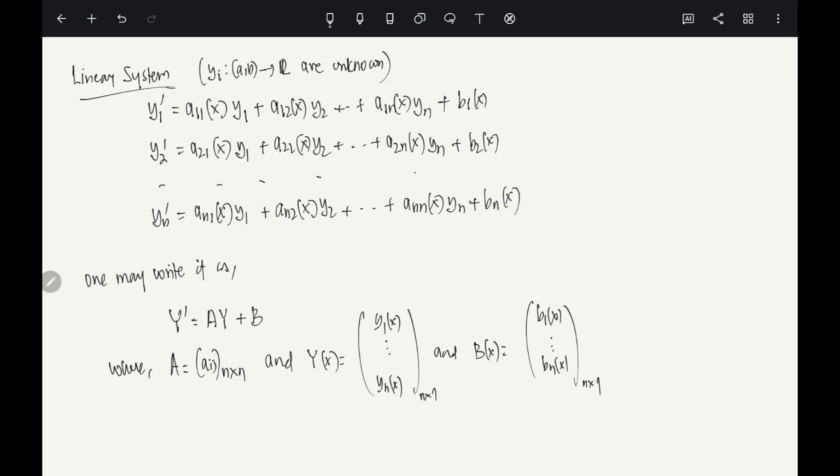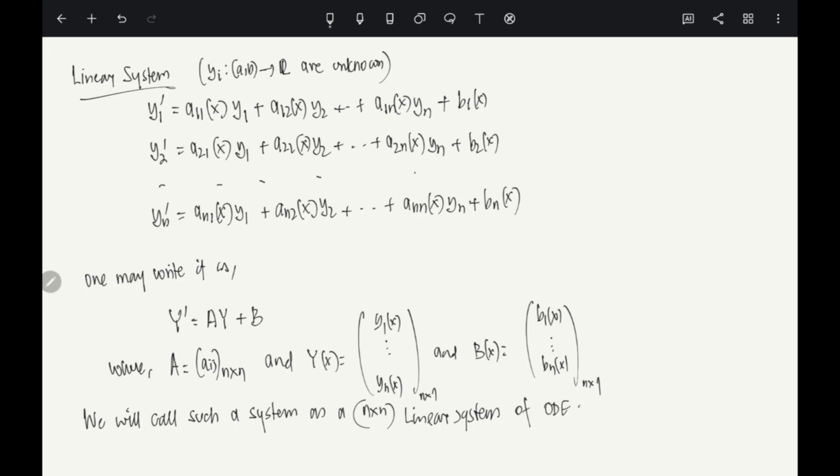Okay, so we can write this sort of system in a compact form. This is the form y prime equals A y plus b. Of course, A depends on x, b depends on x, but it is independent of y. This is called a linear system. So we will call such a system an n cross n linear system of ODE.